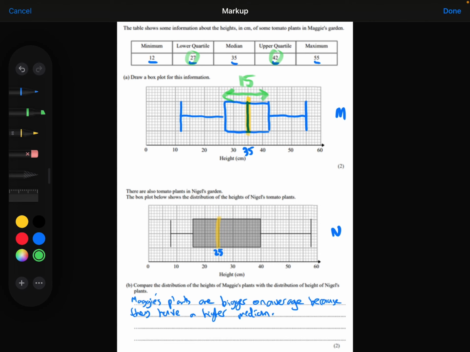Nigel's interquartile range, well, just by looking at Nigel's, I can see that his interquartile range is bigger. What's that, 24, I think? If I do 40 take away 16. So Nigel's got a bigger interquartile range, which means that they're more spread out. They are less consistent. So I'm going to say that Maggie's plants are more consistent.